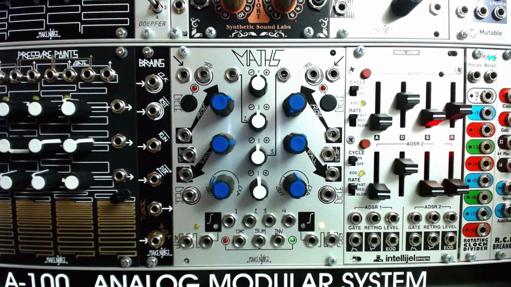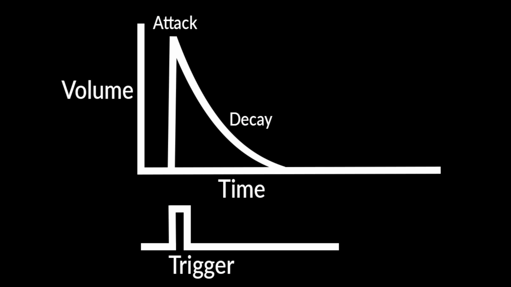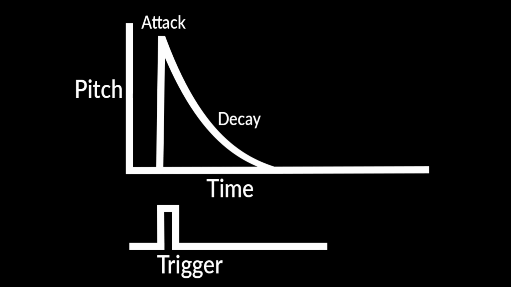Let's start with a simple attack decay envelope in Maths. Laser sounds usually have a sudden attack at full volume at the onset, and then quickly quiet back down to silence. The same could be said of the pitch of a laser sound, as they generally start at a high pitch and quickly drop to get the classic zap.